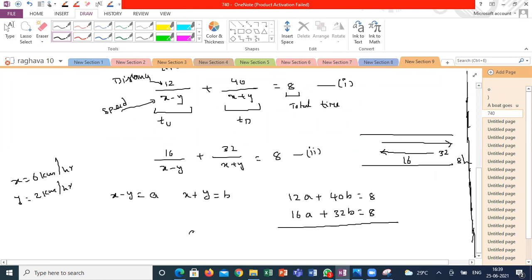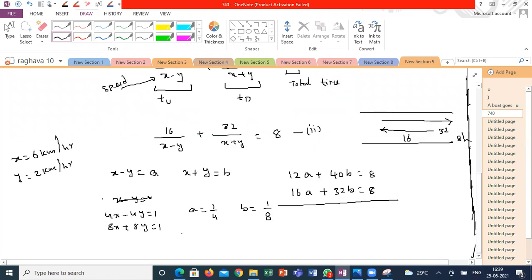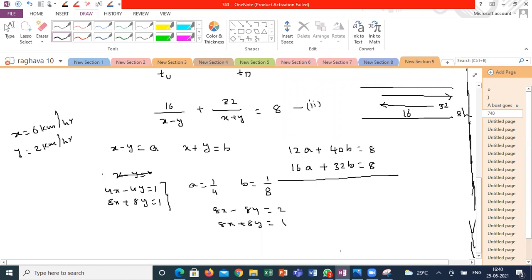So what is the a value you got? A is equal to 1 by 4. B value? 1 by 8. From here, x minus y is equal to 4x minus 4y is equal to 1, and 8x plus 8y is equal to 1. If you solve these two equations, you will get the x, y value. How did you get 4x plus 4y is equal to 1? If I am subtracting or adding, I am getting 16x.